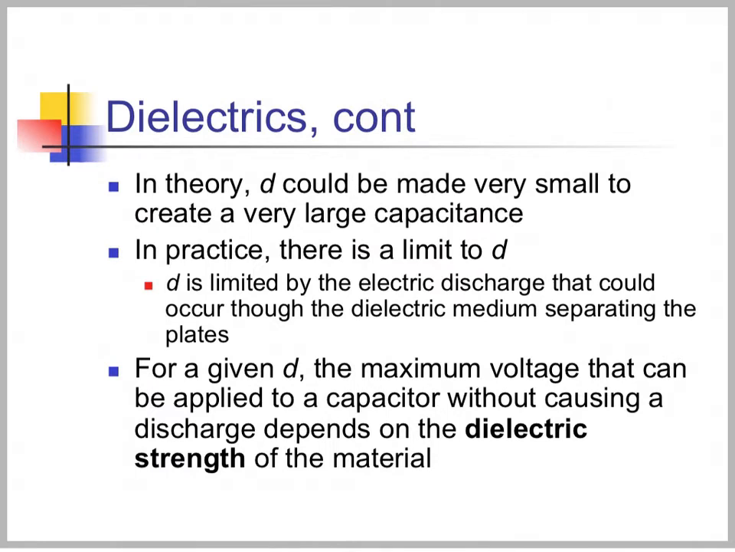In theory, we could make d very small to create a very large capacitance. In practice, though, there's a limit to d. D is limited by the electric discharge that could occur through the dielectric medium separating the plates. In other words, if I get the plates too close together, I could get charge jumping from one plate to another. For a given distance, the maximum voltage that can be applied to a capacitor without causing this discharge depends on the dielectric strength of the material.